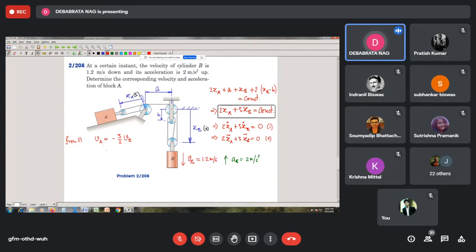So we can therefore say that it is minus 3 by 2 into plus 1.2, plus because we see that this sense and the sense of the coordinate to locate this position, they are same. So therefore the result becomes equal to how much? It is becoming minus 1.8 meter per second.